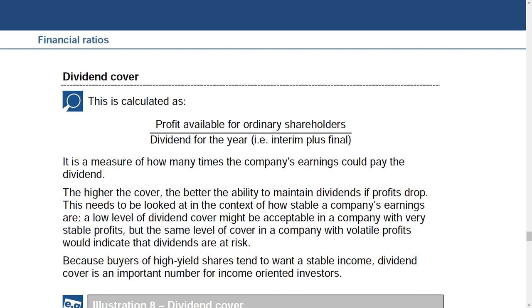But you have to see this in the context of how stable the company's earnings are. Because a low level of dividend cover might be acceptable in a company with very stable profit. Let's say if the profits are very stable, that time a low level of dividend cover is acceptable. But the same level of cover in a company with volatile profit means dividends are at risk. Because buyers of high yield shares want a stable income, dividend cover is an important number for income oriented investors. Okay.